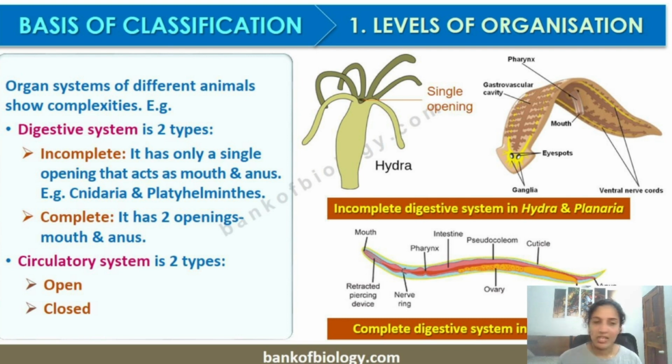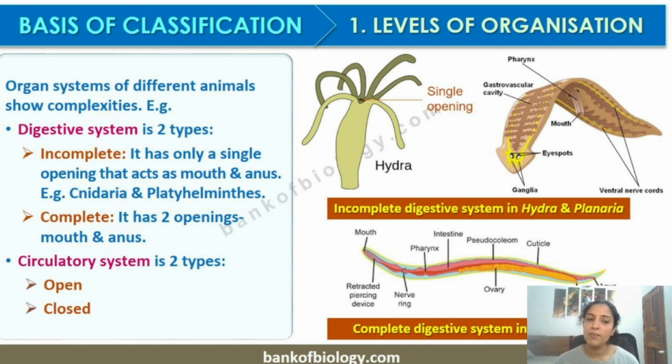And the main thing is the digestive system. Actually, digestive system is of two types. One is the incomplete digestive system. In most of the organisms, you can see the digestive system to be incomplete, which means they will have only one single opening through which the organism takes food in and leaves their excreta out. So that is through a single opening.